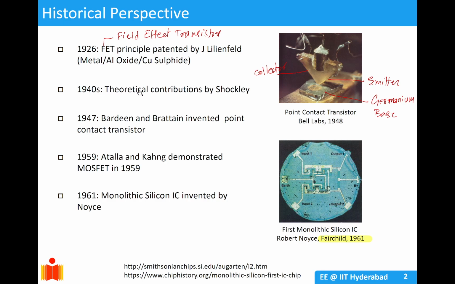In the 1940s, the theoretical contributions for transistors were made by Shockley. Then in 1947, Bardeen and Brattain invented the point contact transistor. You can see in this picture what a point contact transistor looks like. So this had a germanium base. This point contact was the emitter and this upper part was the collector.